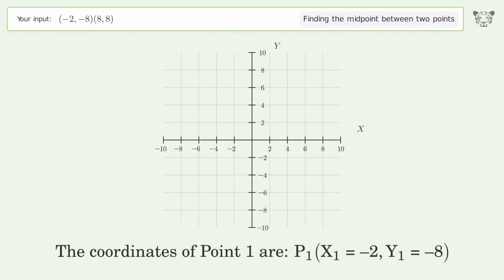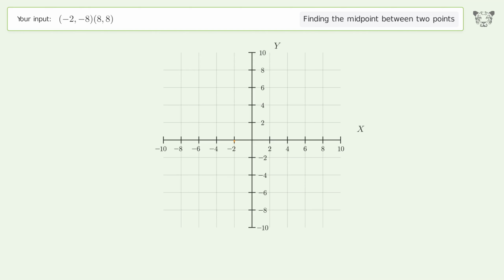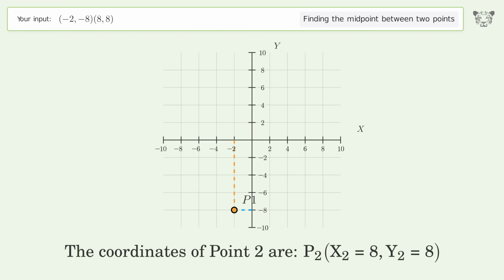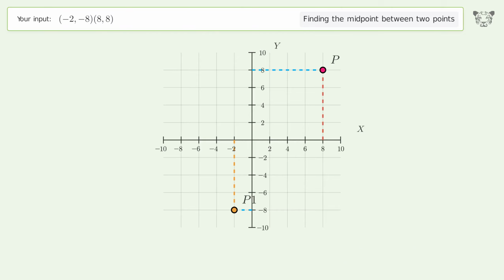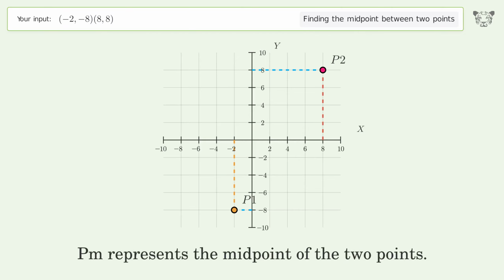The coordinates of point 1 are x1 equals -2, y1 equals -8. The coordinates of point 2 are x2 equals 8, y2 equals 8. PM represents the midpoint of the 2 points.